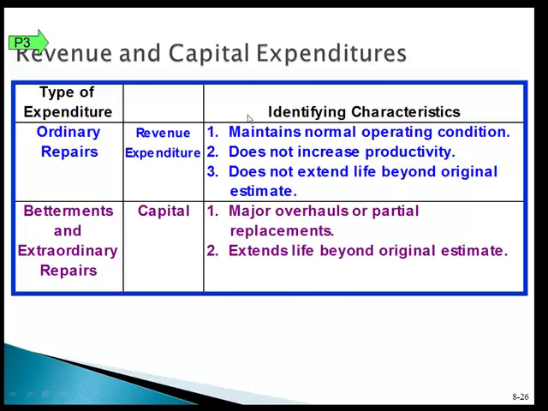Ordinary repairs are just normal expenditures. They're things like oil changes, regular maintenance. They do not extend the life. They do not increase productivity. We record these as normal expenses. They're revenue expenditures, meaning they're matched with the revenue. They're regular expenses. Betterments basically are capital expenditures. They go to the asset. So if we have a betterment, we would increase the value of the asset. It's a major overhaul that basically increases productivity.